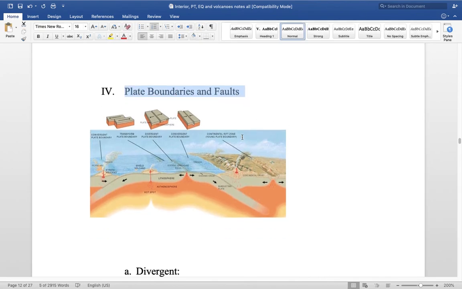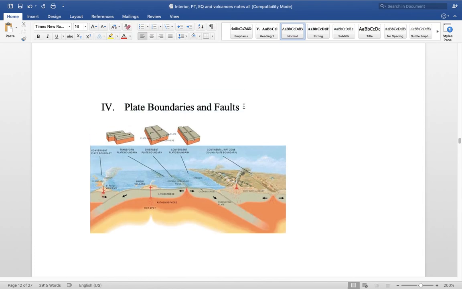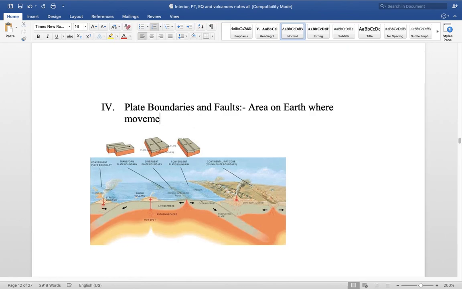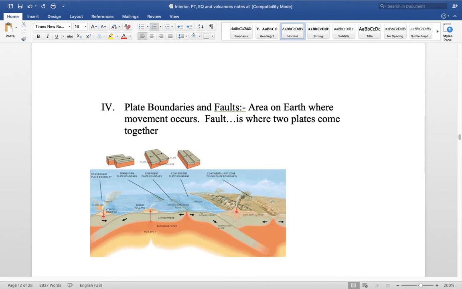Once again, a plate boundary is where two plates come together, and a fault, I'm just going to define that for you, is an area on Earth where movement occurs. That's what a fault is. And a fault is where two plates come together. I'm going to leave these notes for you in Google Classroom classwork, so that you can alter this and see it.